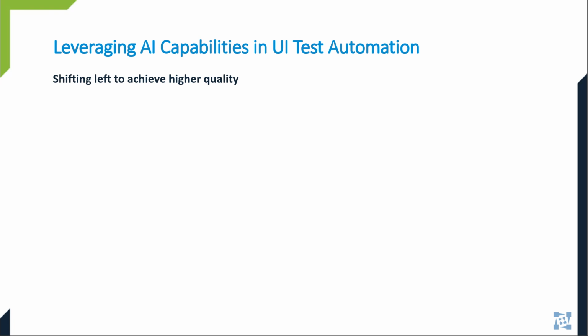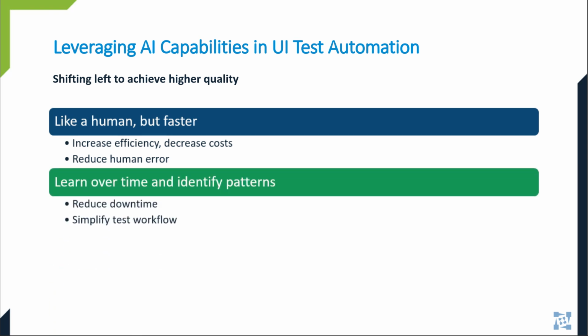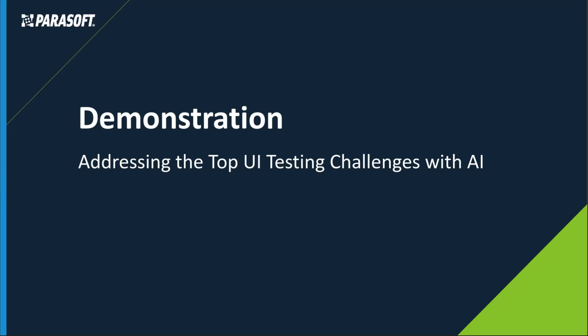There are numerous benefits to leveraging AI in software testing. It finds and fixes bugs faster and reduces the risk of human error. It identifies patterns to optimize test runs and reduce downtime. And it recognizes and handles change issues to improve DevOps productivity. This results in higher quality deliveries in less time and at lower cost. So my colleague Wilhelm will now demonstrate how you can address your top UI testing challenges with AI.